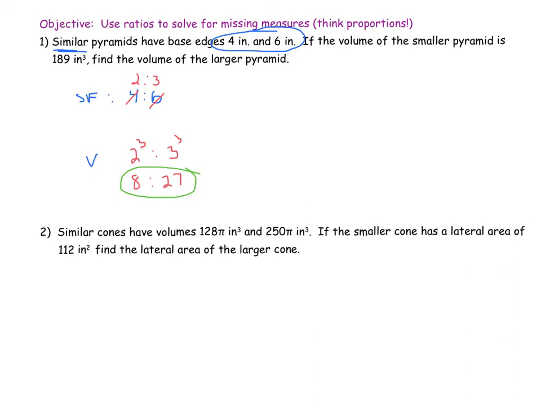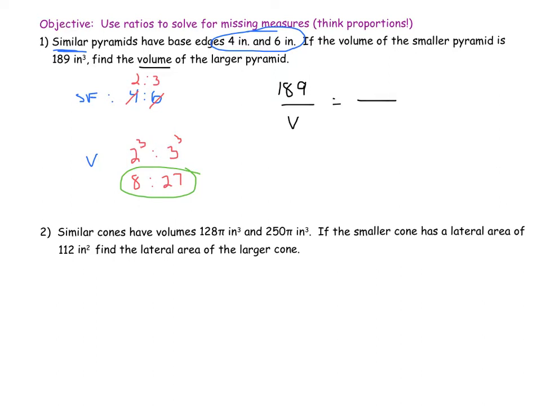Okay, at this point I am ready to set up my proportion. I'm going to look at my given information. I know that the volume of the smaller pyramid is 189 cubic inches. So I've got a volume measurement here. And I'm looking for the volume of the larger pyramid. So I'm going to put a V, or you can use X for your unknown volume.